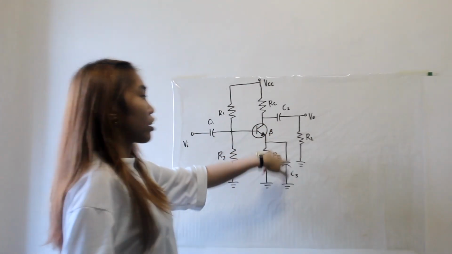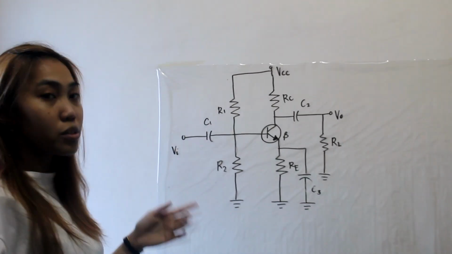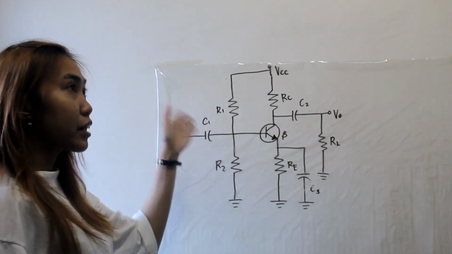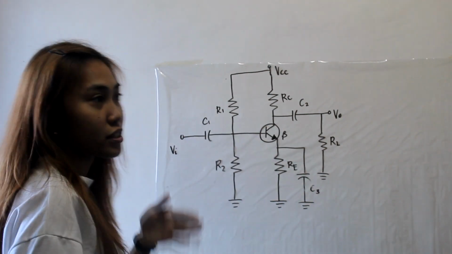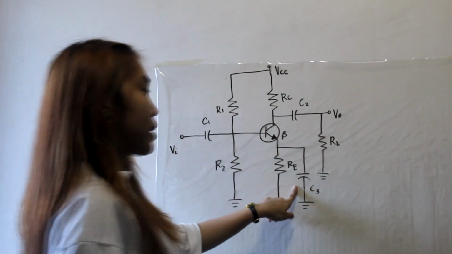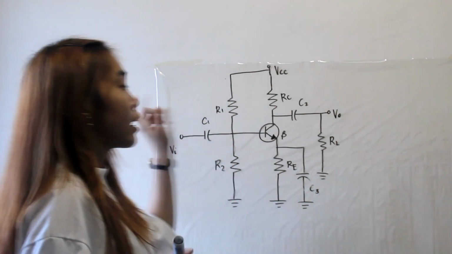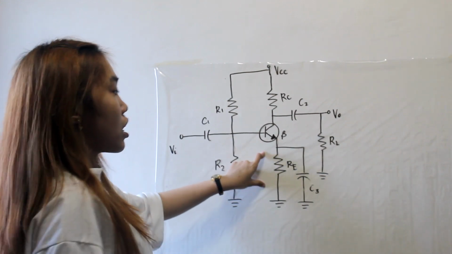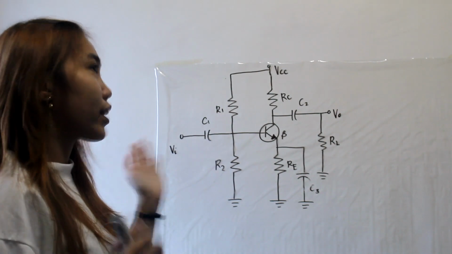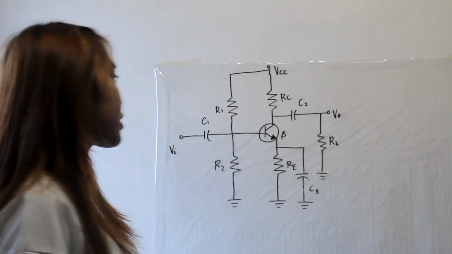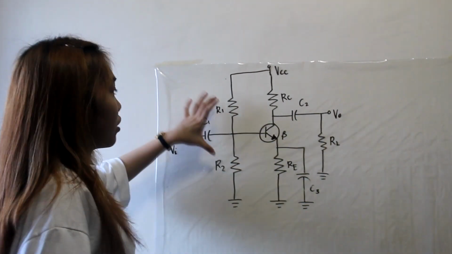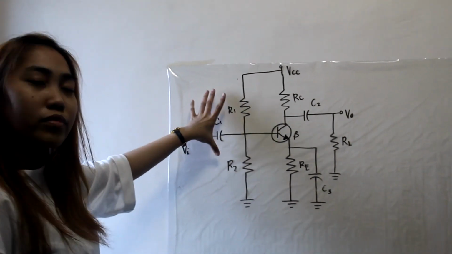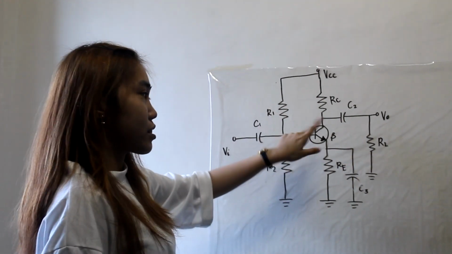We have here the coupling capacitors, C1 and C2, which are the input and output coupling capacitors respectively, and the bypass capacitor C3, which bypasses the effect of RE, the resistor in our emitter side, for easier computations. This is the voltage divider. There are two resistors in the base part.